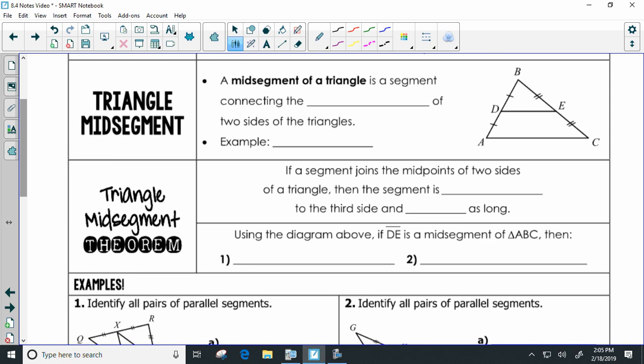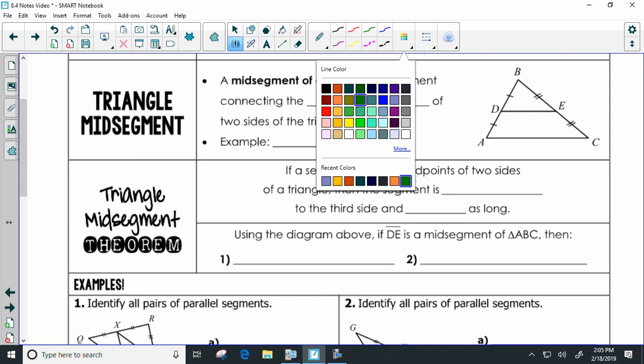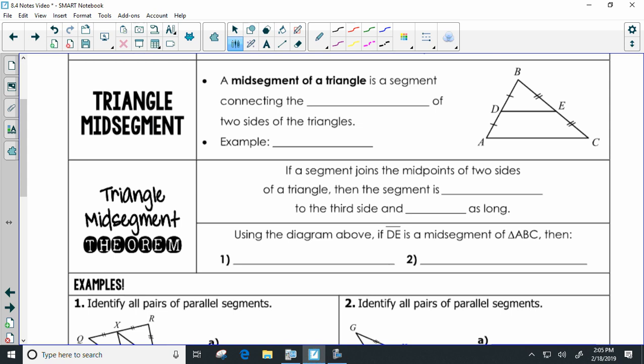All right, in order to know the mid-segment theorem, you need to know what a mid-segment is. And a mid-segment of a triangle is a segment that connects. It's called mid-segment because it connects the midpoints of two sides of a triangle. So if you have midpoints connected by a segment, that segment is called the mid-segment.